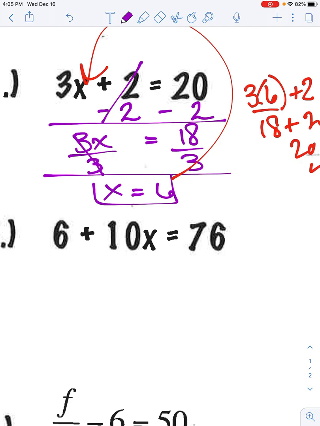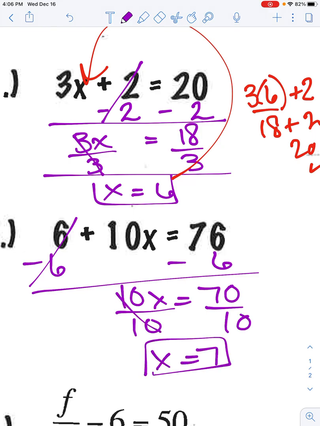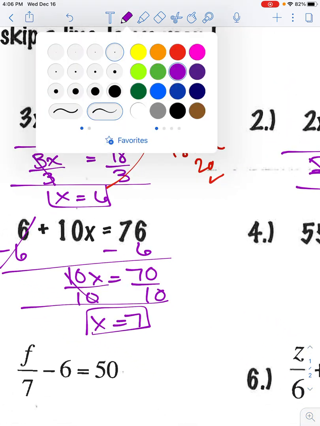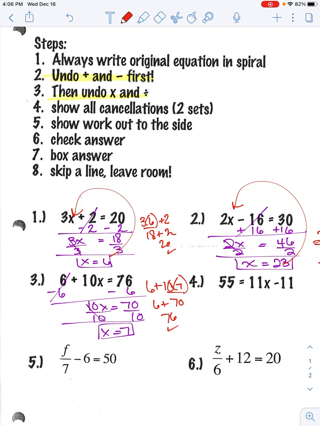Number 3. We want to always isolate the variable. So we want that 10x by itself. So we're going to do the inverse, subtract 6 from both sides to get 10x by itself. 76 minus 6 is 70. And then the inverse of multiplying by 10 would be dividing both sides by 10. So x is 7. Okay. We're going to make sure: 6 plus 10 times 7. Order of operations says we do multiplication first. That does equal 76. Okay.